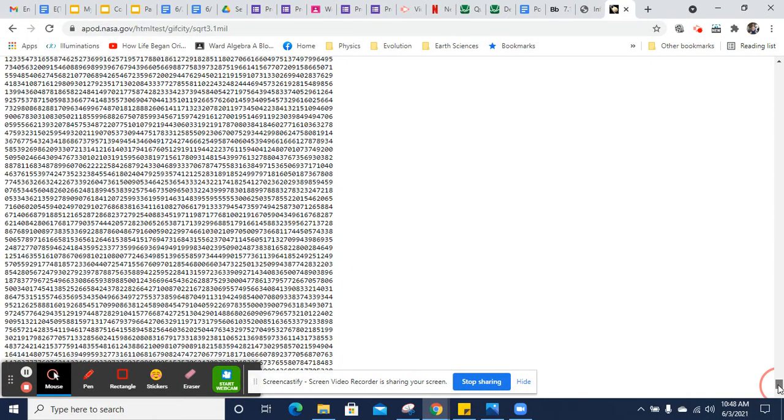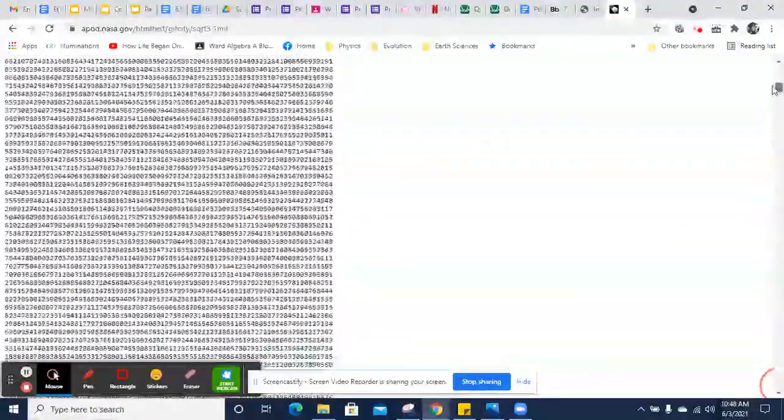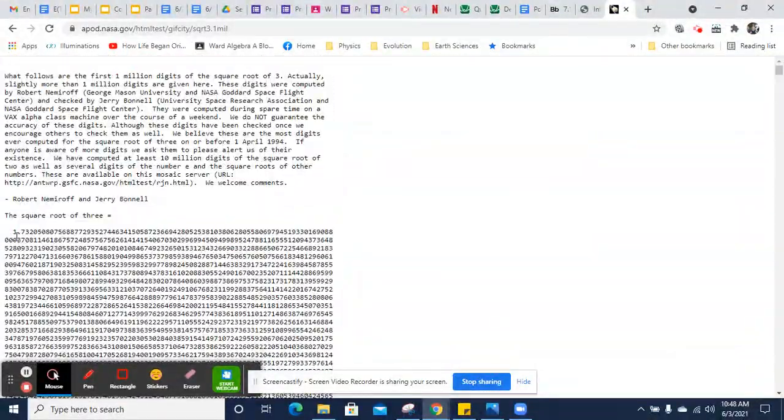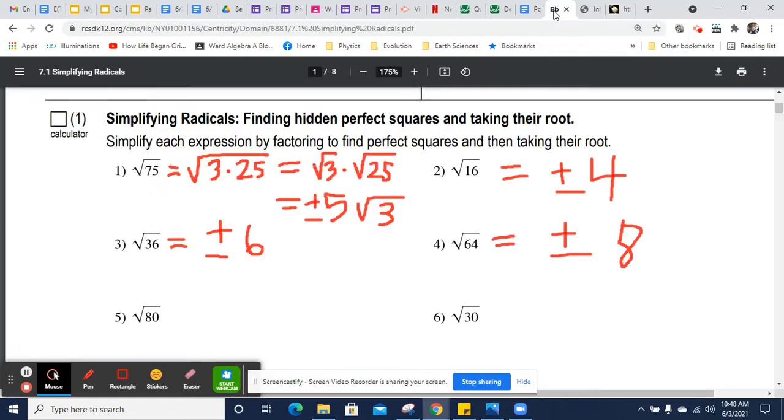So if you wanted an estimated square root of 3, we'd go up to the top of this and we would round somewhere reasonable. Usually people will round at about here or here. So it'd end up being 1.732 or 1.7321 if you wanted to lop off at the 5. So 1.7321 is a reasonable rounding of it, but it is not the exact answer. So the exact answer of the square root of 3 is just the square root of 3. The exact answer of the square root of 75 is 5 root 3 or negative 5 root 3.